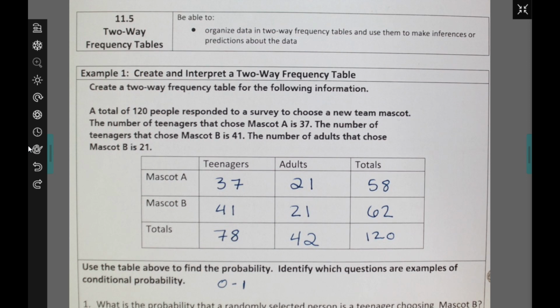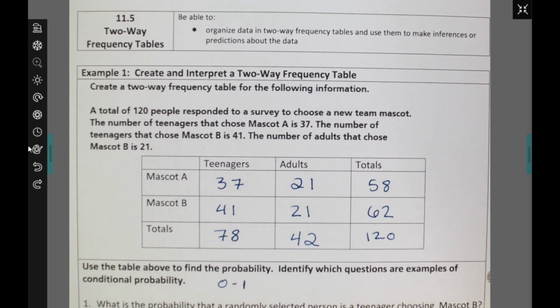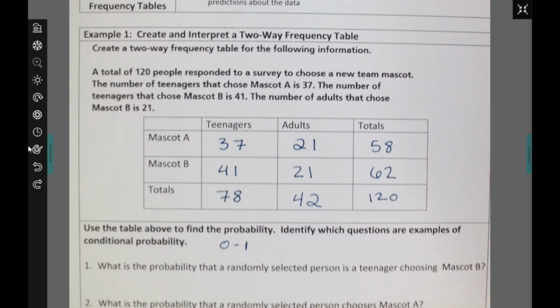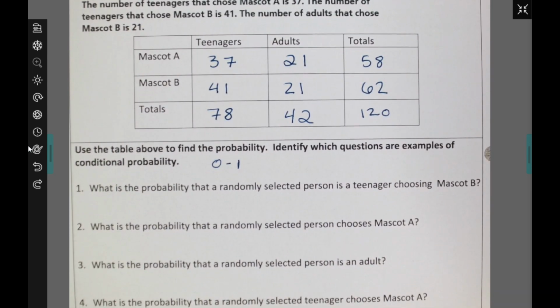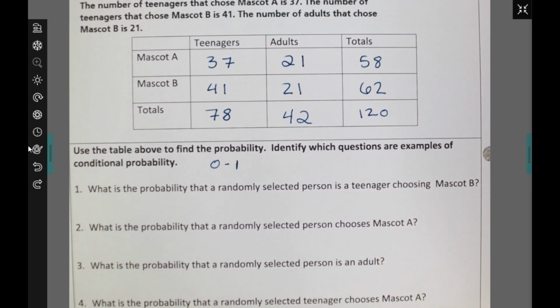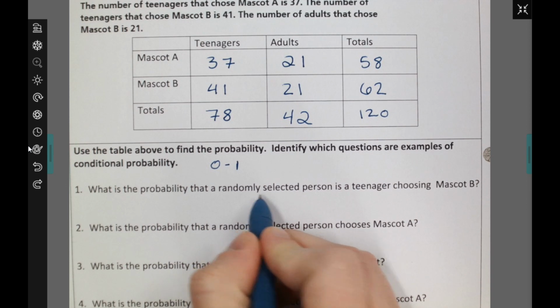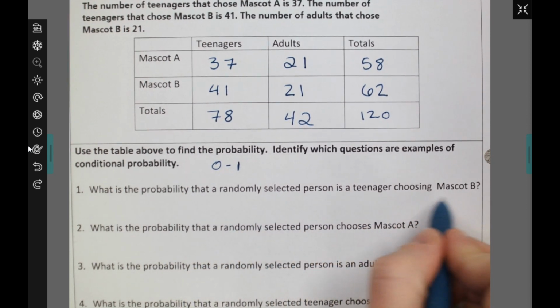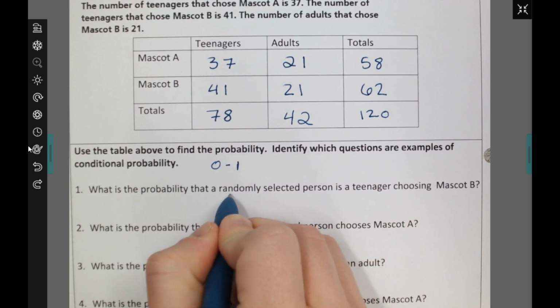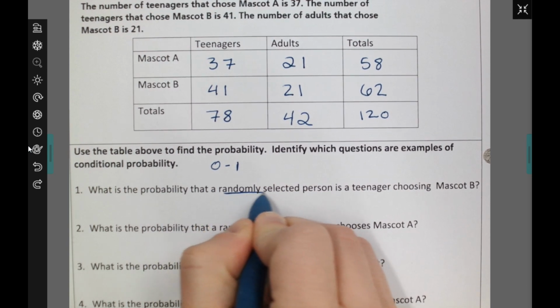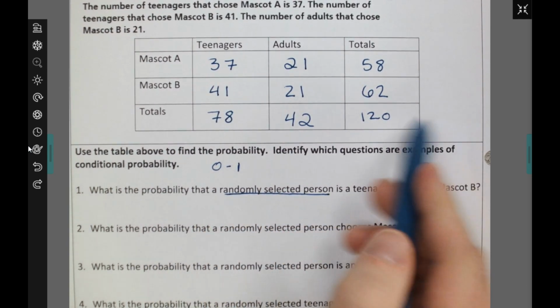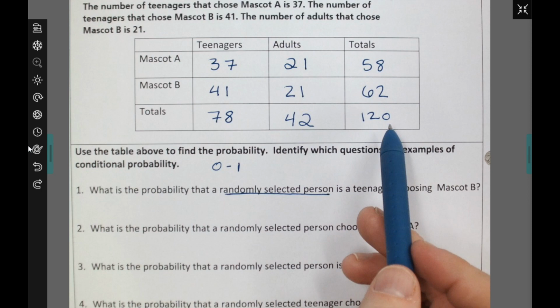It could be a fraction, or you could have a percentage. Typically, though, we like to keep it as a number from 0 to 1. On these, you just look at the question. So number 1, they want to know what is the probability that a randomly selected person is a teenager choosing mascot B. So first off, we are looking at just a randomly selected person. So we are pulling from the whole group.